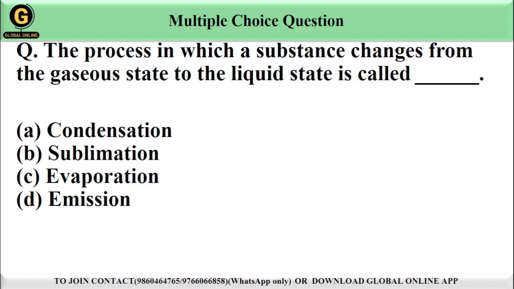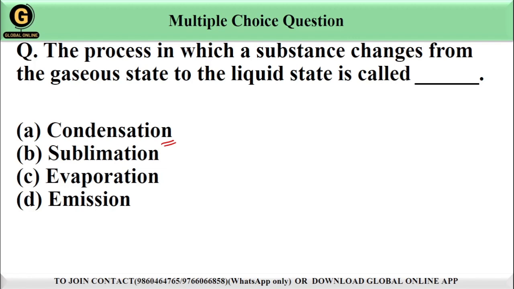The process in which a substance changes from the gaseous state to the liquid state is called dash dash. Option A, condensation, option B, sublimation, option C, evaporation, and option D, emission. So condensation is the process in which a substance changes from the gaseous state to the liquid state. This happens when the gas cools down and its particles lose energy, causing them to come closer together and form a liquid. Examples include water droplets forming on a cold surface or on the outside of a glass containing a cold drink.